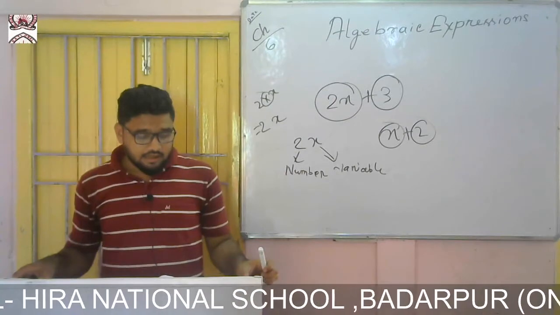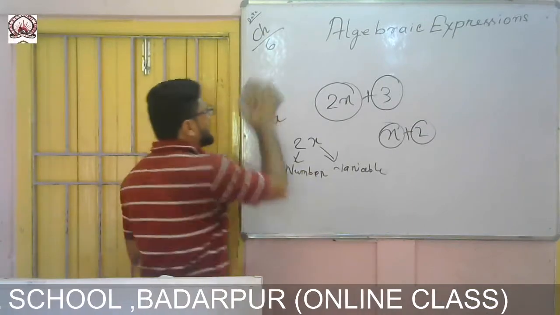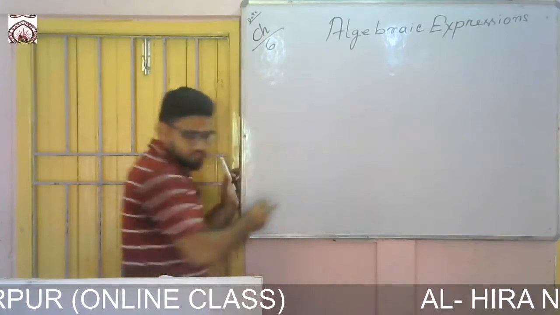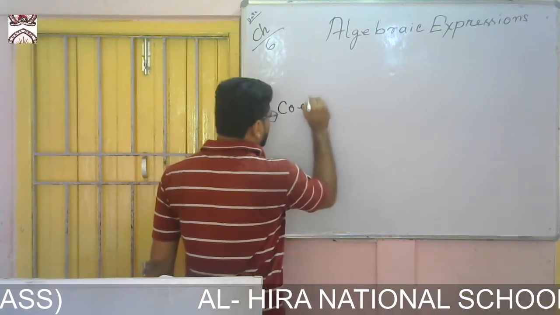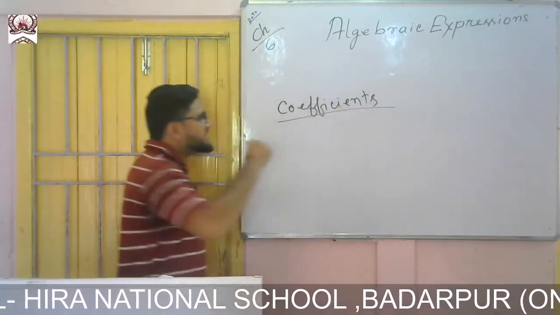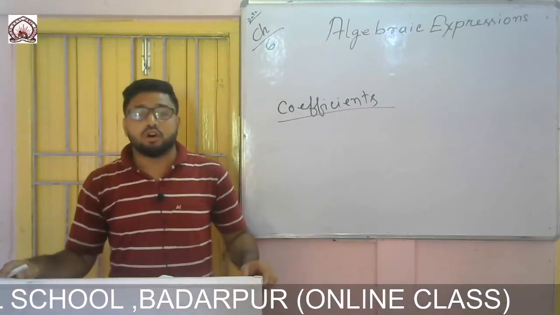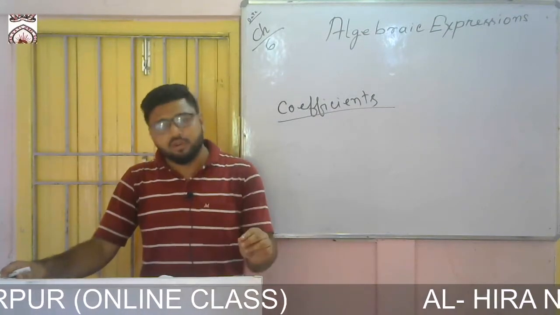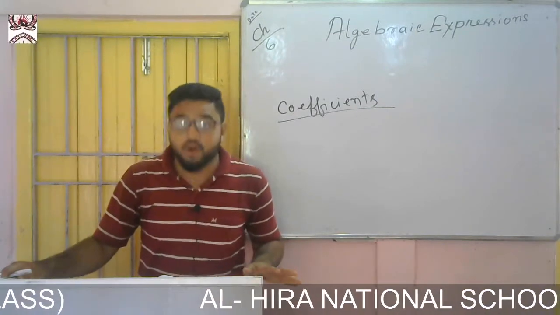Now let us come to the point. What is a coefficient? So a number used to multiply a variable is called a coefficient. A number used to multiply a variable is called coefficient.